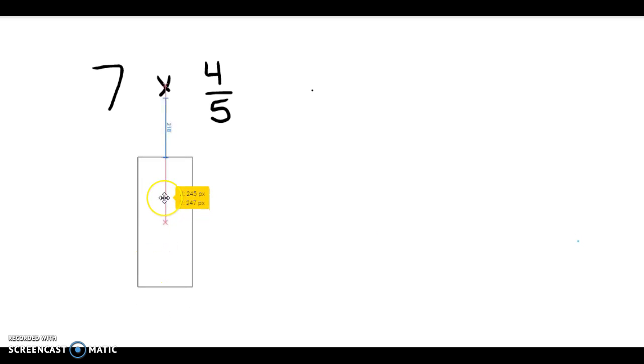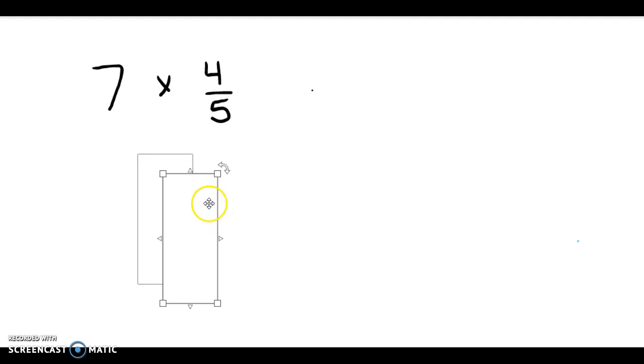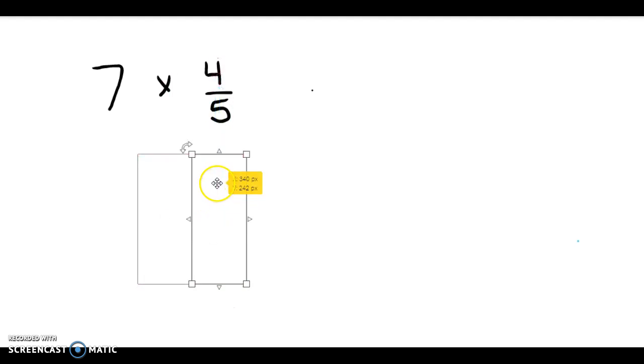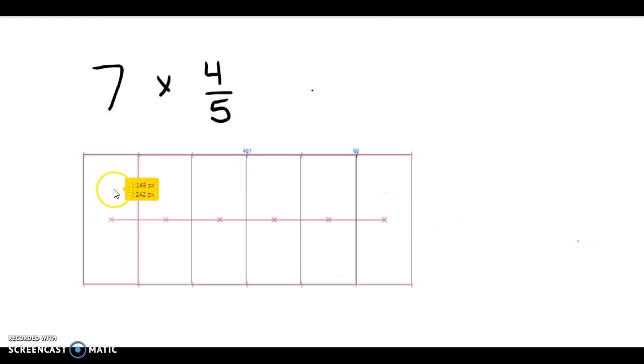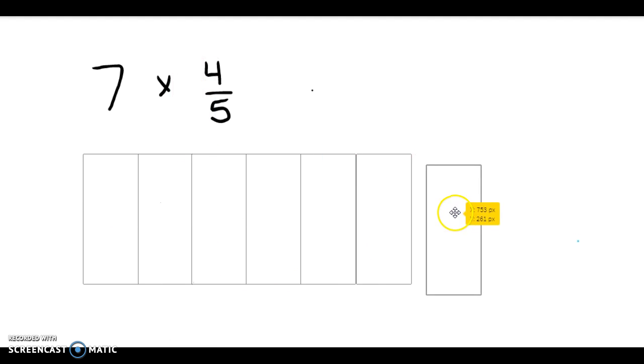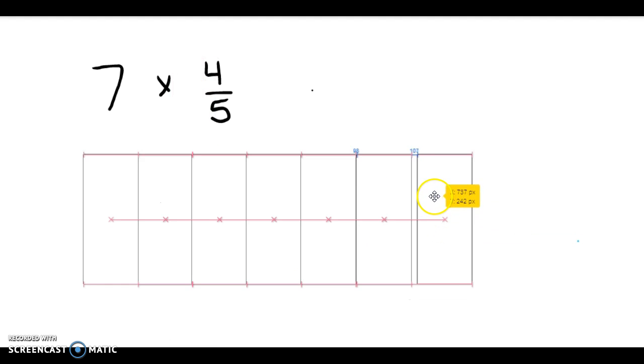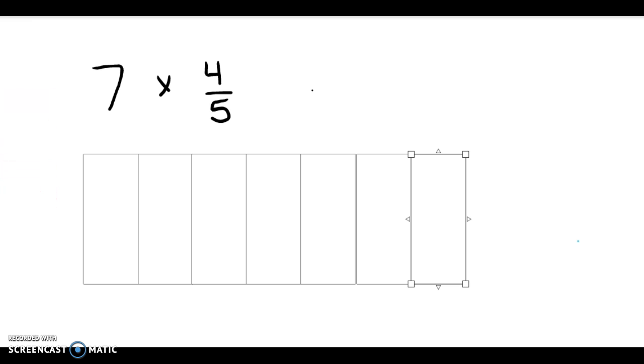So I have right here one piece of the rectangle, one unit. I'm going to build 7 of them to represent this number right here. There's 2, 3, 4, 5, 6, and 7. Now I'm going to want to cut each of these into fifths.